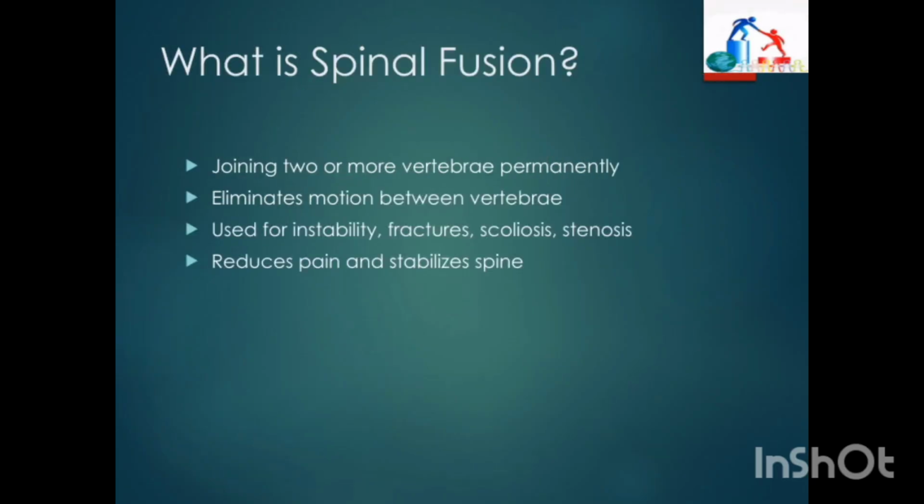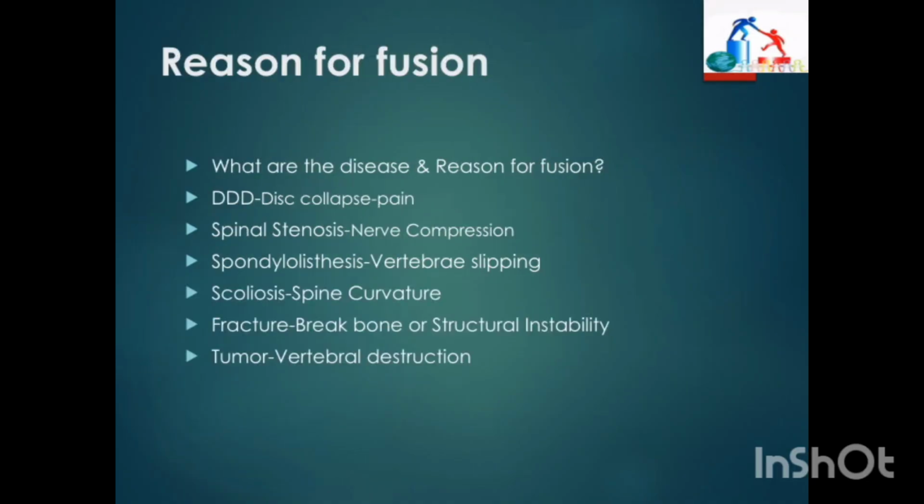Joining two or more vertebrae permanently is what we call spinal fusion. Essentially, it means the bones are fused together so they no longer move independently. This procedure is typically used to address issues like spinal instability, fractures, scoliosis, or spinal stenosis. By doing this, we can help reduce pain and provide much-needed stability to the spine. So, in a nutshell, spinal fusion is about stabilizing the spine when other treatments might not be enough, helping patients regain comfort and function.